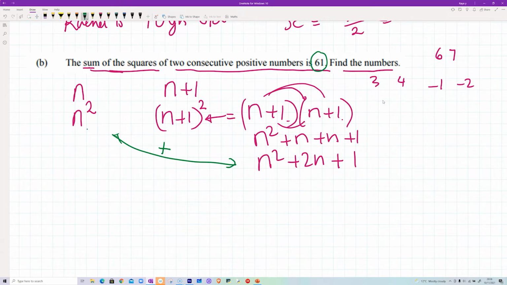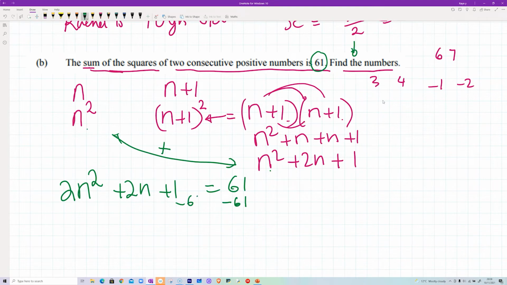So let's add them up. n squared plus n squared, that's going to give you 2n squared. And then we just have plus 2n plus 1, and they are going to be equal to 61. In order to find the numbers, we need to solve this. We can see the n squared. What does that remind you of? Quadratic equations. So let's make one side equal to 0 by doing minus 61 on this side.